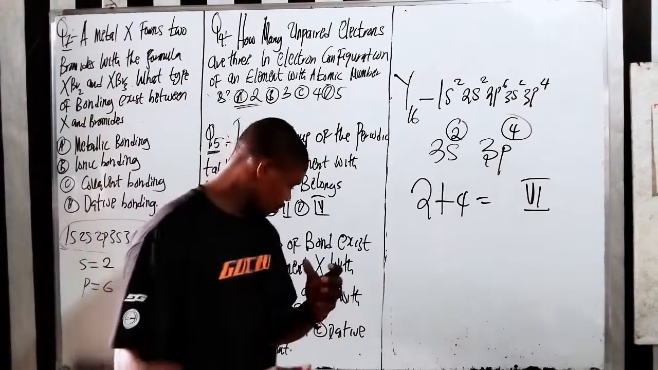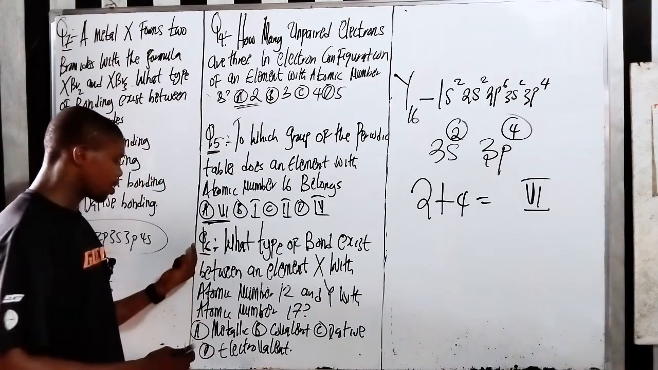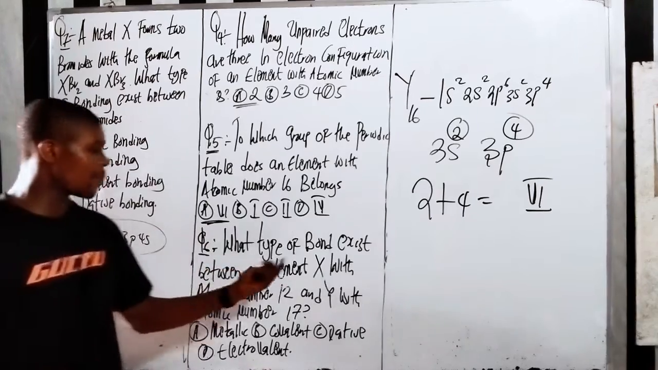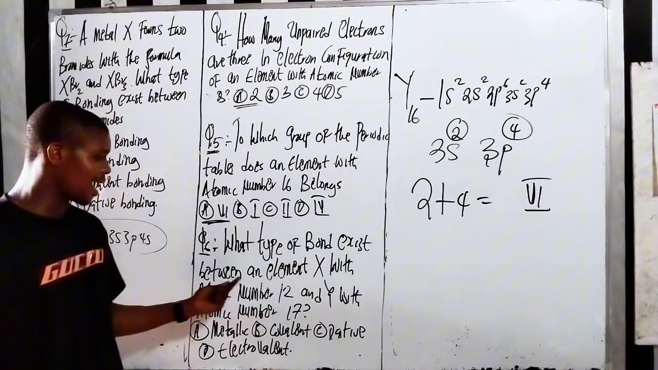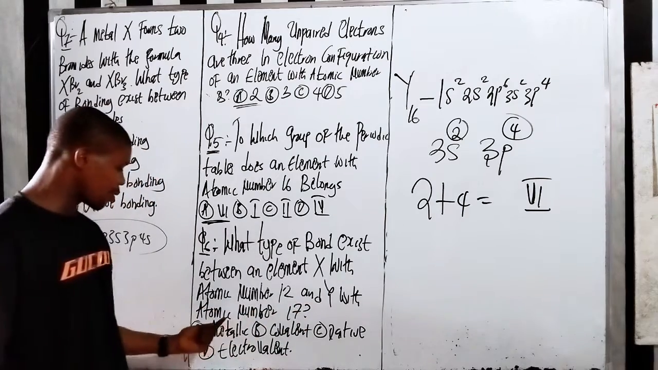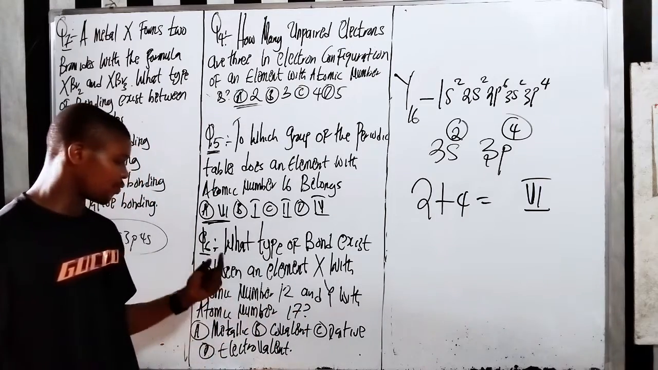Do you understand? So let's move to the sixth one, right? What type of bond exists between an element X with atomic number 12 and Y with atomic number 17?